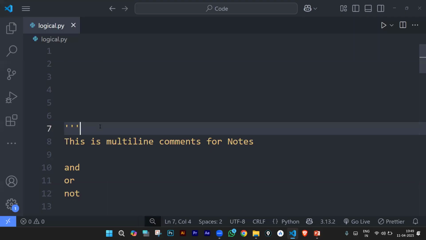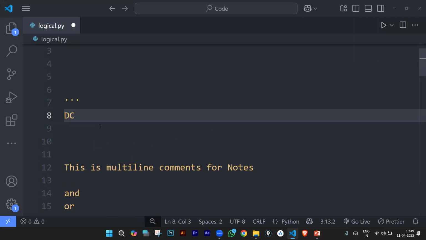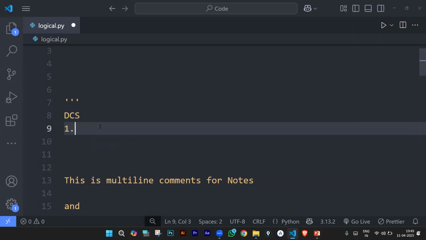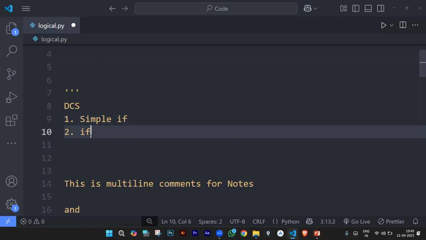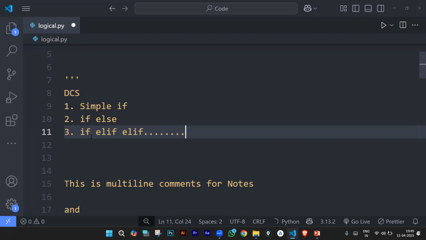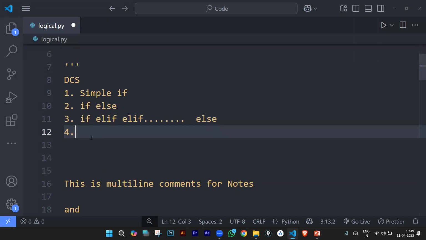Now, coming to decision control statements, or conditional statements. What did I tell you? We have if, which you can also call simple if. The second one is if else. The third one is if, elif, elif. You can write as many elifs as you want, and ultimately you can either end with else or not. That's up to you. And the fourth one is nested statements. That can be anything. I'll leave it out of the scope of this particular lecture.